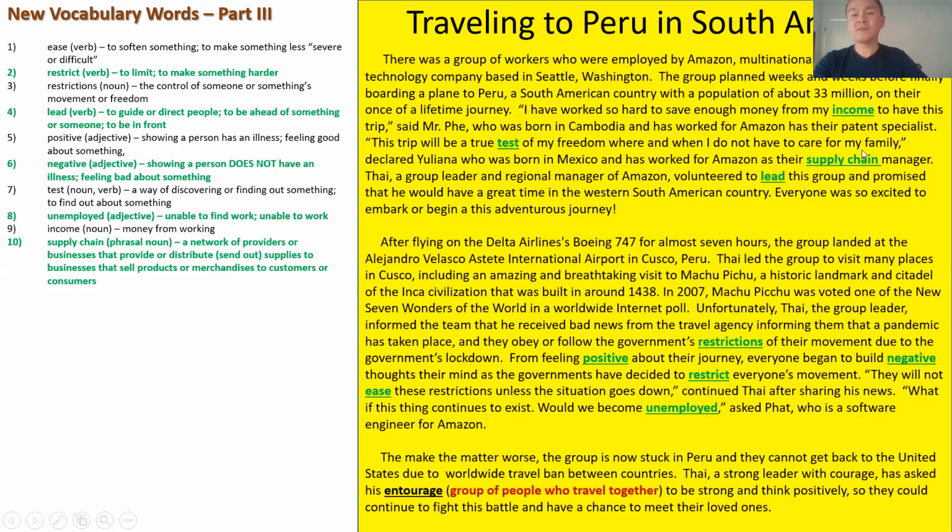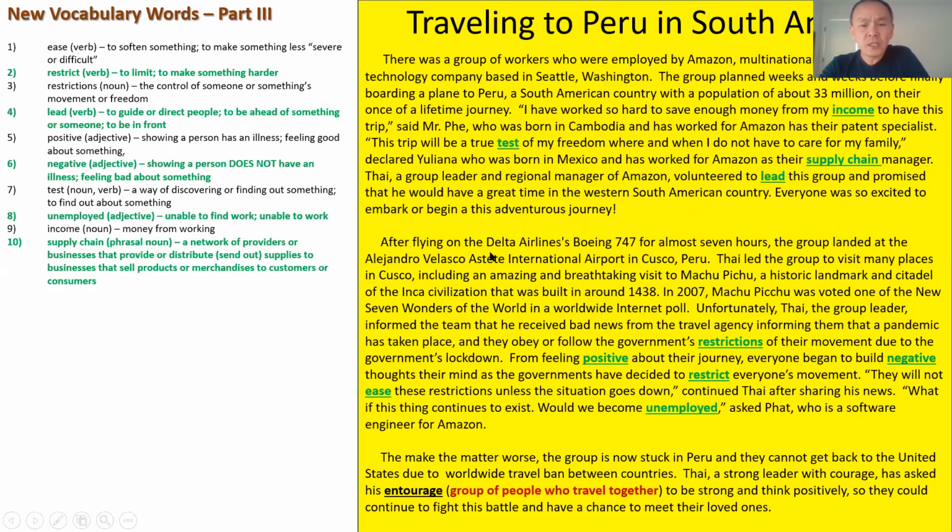"This trip will be a true test of my freedom, where and when I do not have to care for my family," declared Juliana, who was born in Mexico and has worked for Amazon as their supply chain manager. Tai, a group leader and a regional manager of Amazon, volunteered to lead this group and promised that he would have a great time while he and the entire group were in the Western South American country. Everyone was so excited to embark, to begin on this adventurous journey.